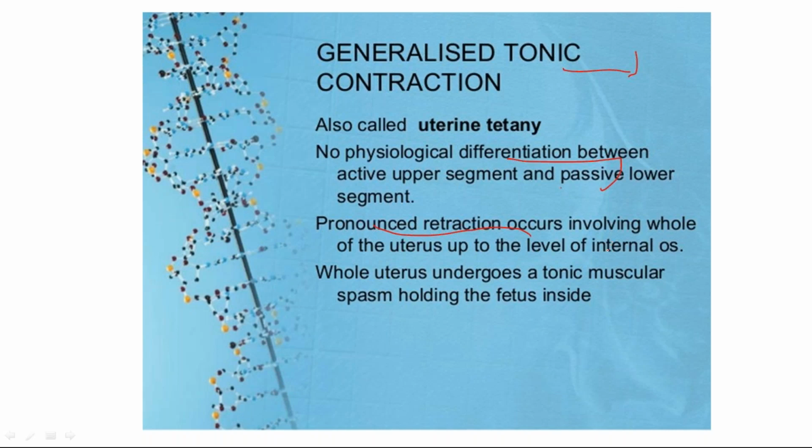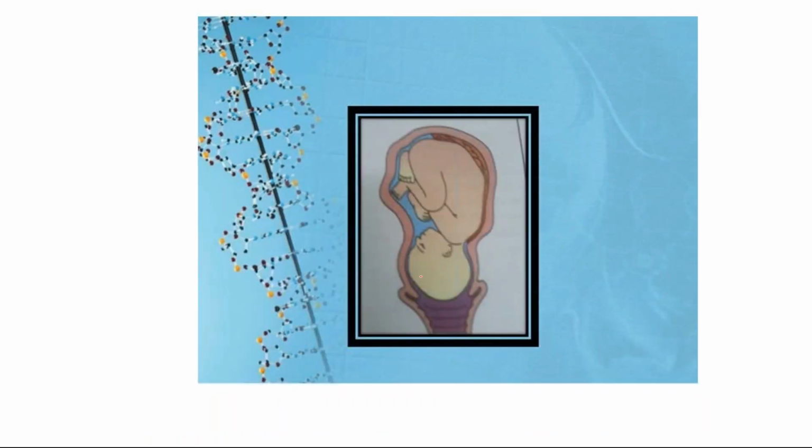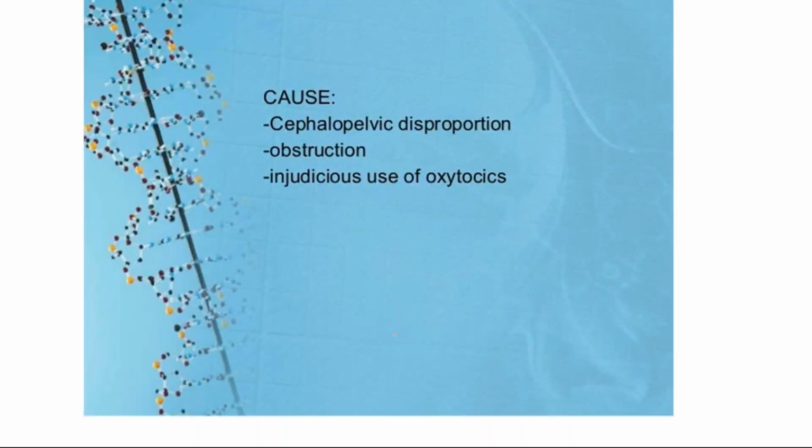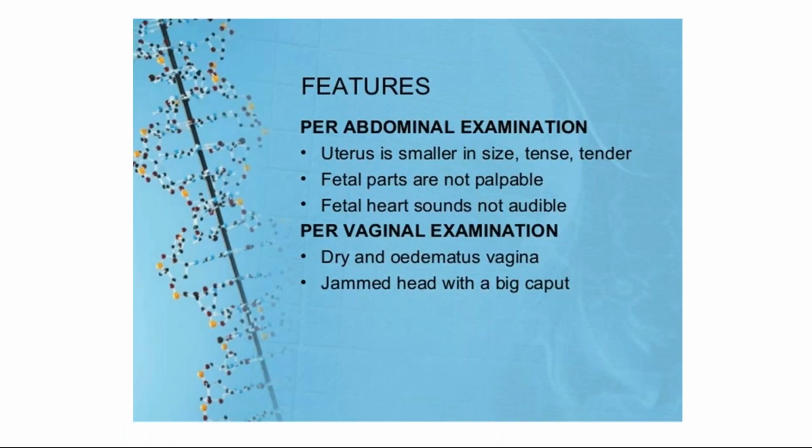Then the whole uterus is going into a muscular spasm, holding the fetus inside. See, the whole thing is contracting. The whole uterus is going into spasm. So for the cause, again always exclude CPD, malpositions, malpresentations, any cause for obstruction, and injudicious use of oxytocins.